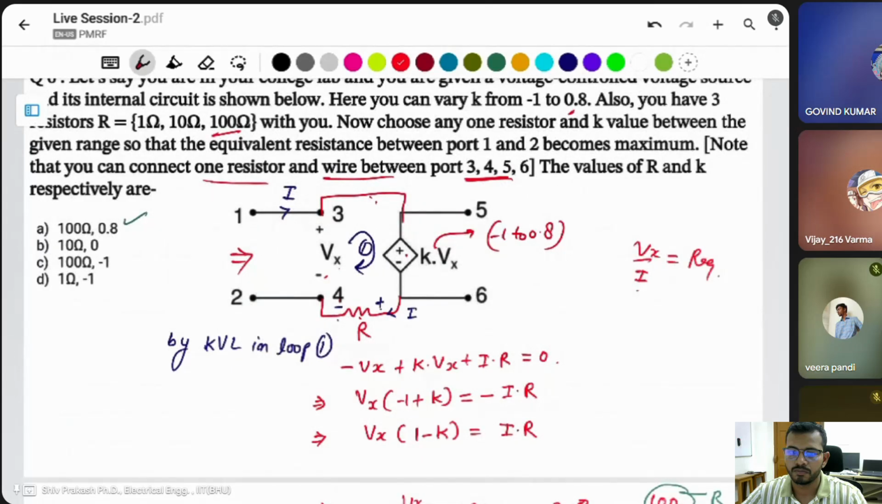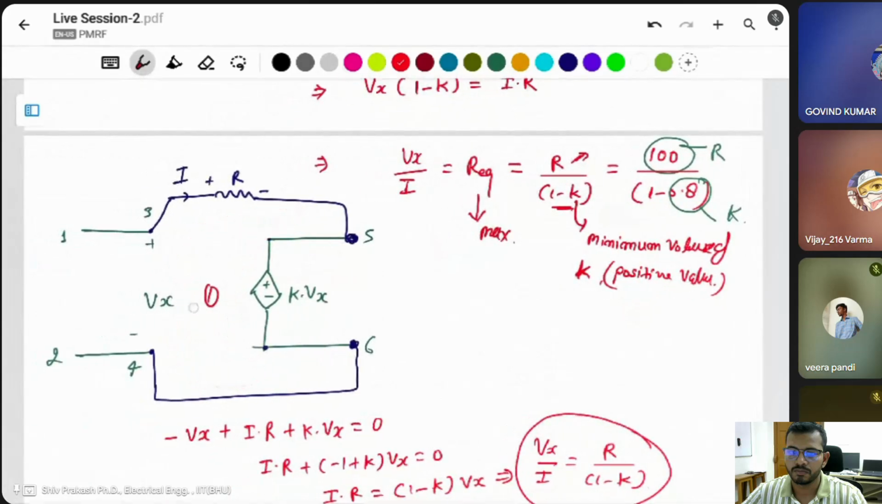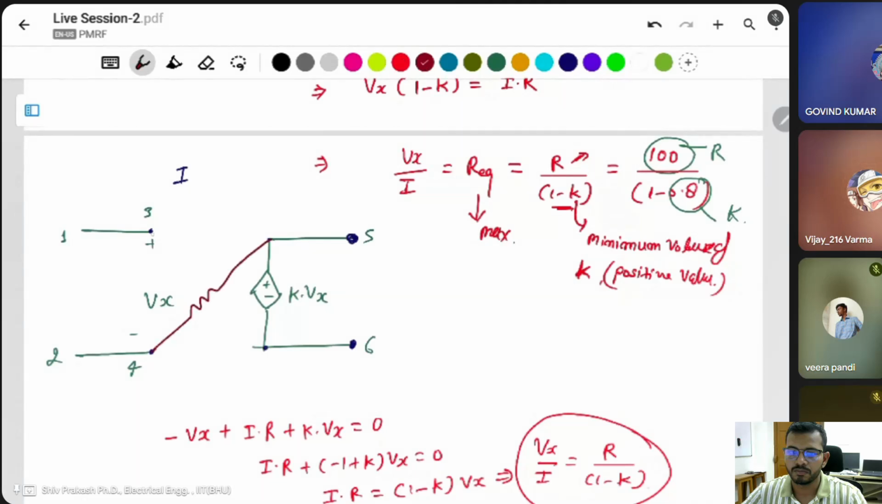Sir, but we cannot connect a resistor between 4 and 5 now, sir. No, there is no connection anything. You can't connect directly, because if you connect like that, between 3 and 4 and 5 a resistor, yes sir. And then a wire is connected here. Okay, yes, that's all like that.